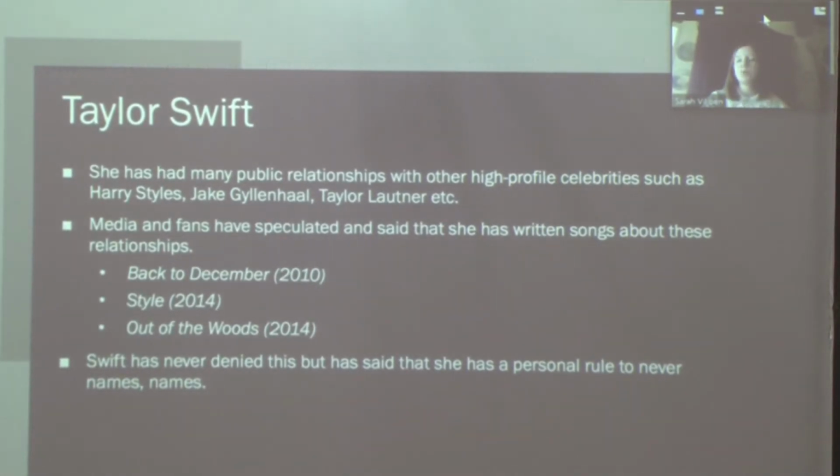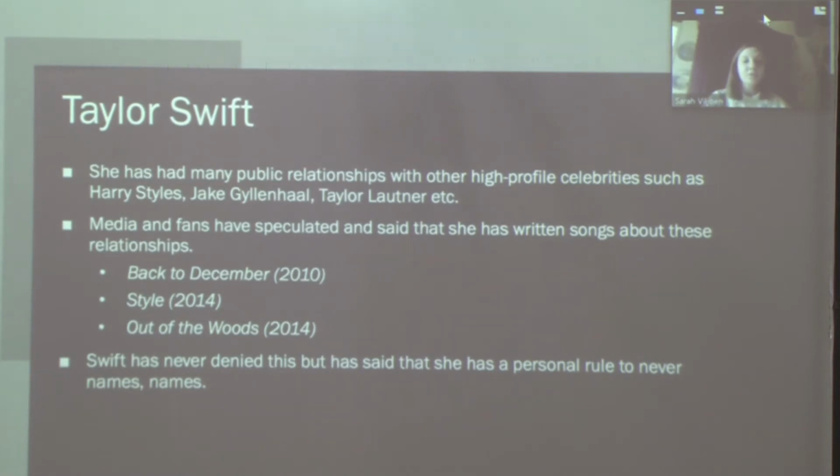And so throughout these relationships, she's released songs, she's released albums, and media and fans have begun to speculate about who these songs were written about and who these songs were based on. For example, there's a lot of speculation and rumor that her song Back to December, which was released in 2010, is about Taylor Lautner. And there's also a lot of speculation and rumor that her songs Style and Out of the Woods, both released in 2014, were written about Harry Styles.